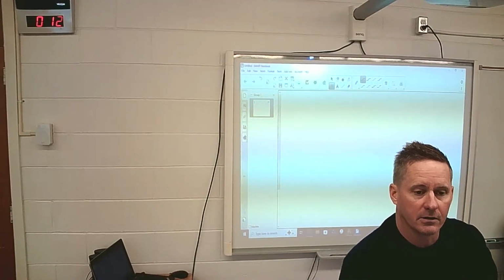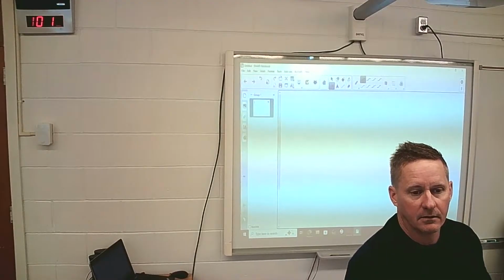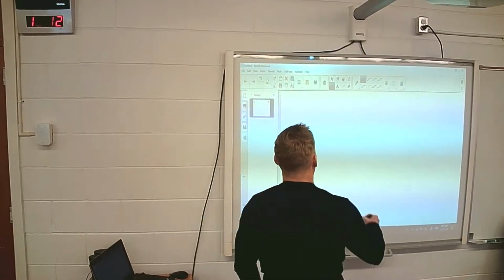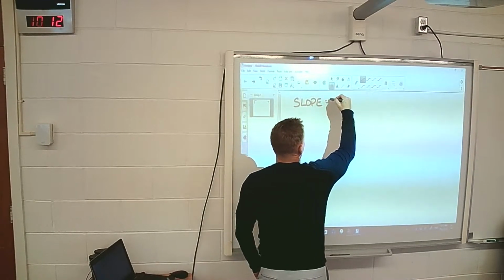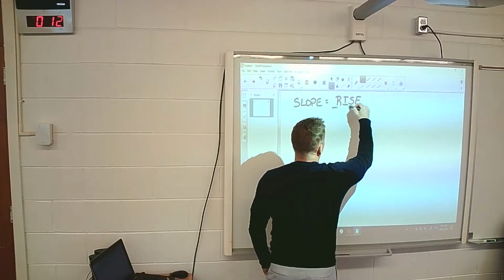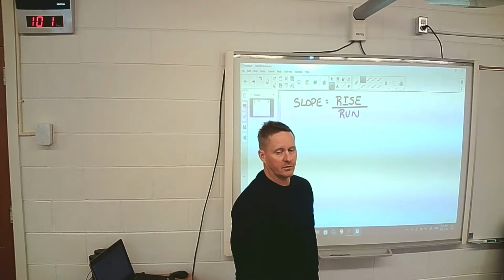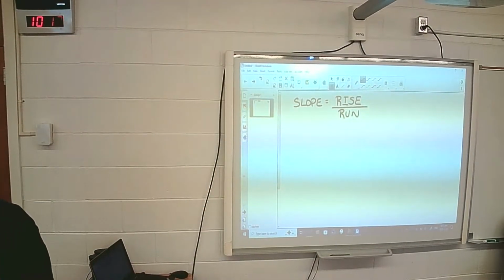Okay, first things first. The slope is how steep a line goes up or down. That's essentially what it is. Now, mathematically speaking, the slope is found by taking the amount of rise, how fast it goes up, versus how fast it goes left or right. So your slope is your rise over your run.